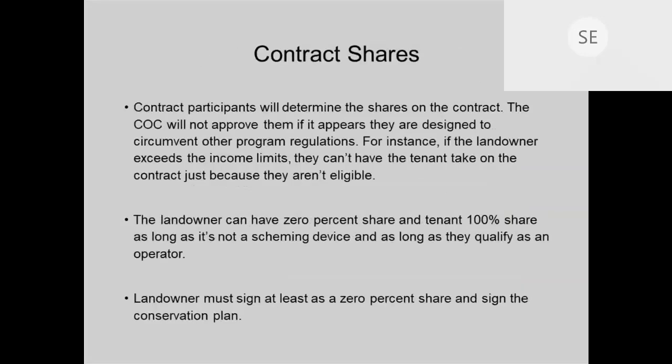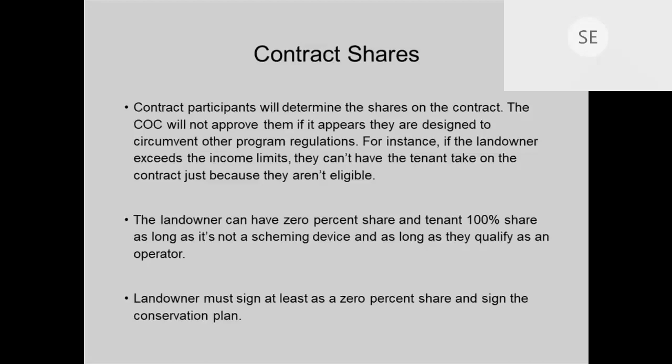In terms of contract shares, if you have landowners and tenants who want to do a contract together, or the operator wants to, or the owner wants to, basically the contract participants get to determine the shares on the contract. The county committee won't approve them if it looks like they're designed to circumvent other program regulations. For instance, you have a wealthy landowner who exceeds our adjusted gross income limitations and can't qualify. We don't allow them to just shove that off on the operator and say it's 100% the operator, when perhaps the operator's just turning around and giving them the money. If we think there's something going on like that, then we do not have to approve the contract.